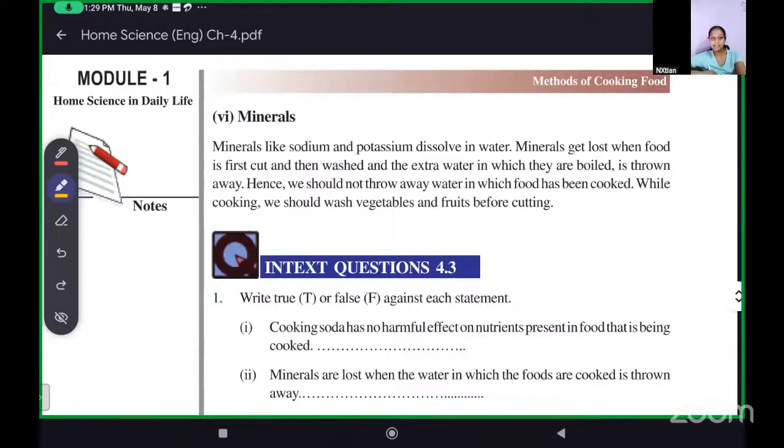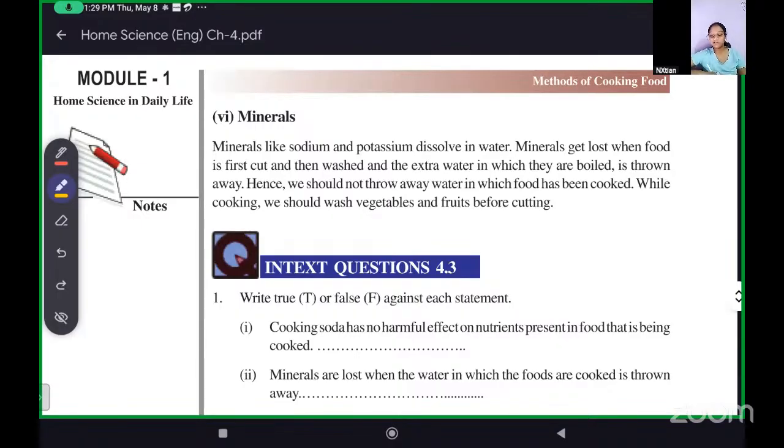Then we have minerals. Minerals are also present in food. Food has vitamins, proteins, and minerals. Now, minerals like sodium and potassium dissolve in water. Minerals get lost when food is first cut and then washed, and the extra water in which they are boiled is thrown away. Hence, we should not throw away water in which food has been cooked.